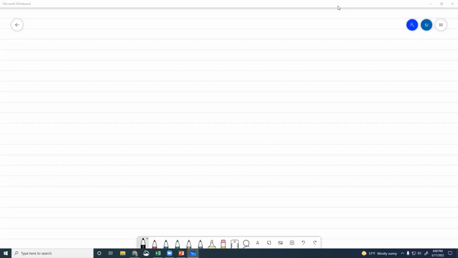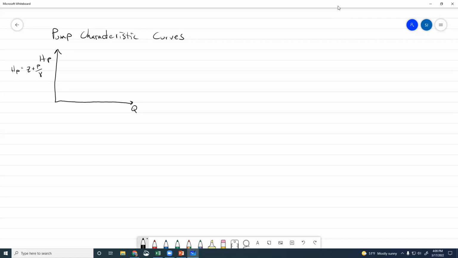To summarize, we learned about pump characteristic curves. This is a curve that shows the relationship between flow and the pressure supplied by the pump. HP is equal to Z plus whatever friction we have in the system. Or sorry, that's the system curve, plus whatever pressure we have in the system. And it looks like this, and you're going to have a family of curves based on different RPMs.